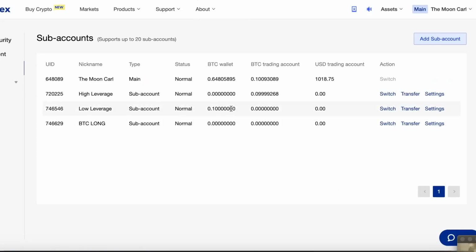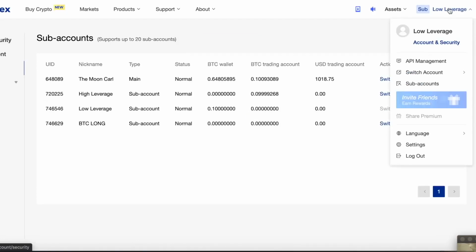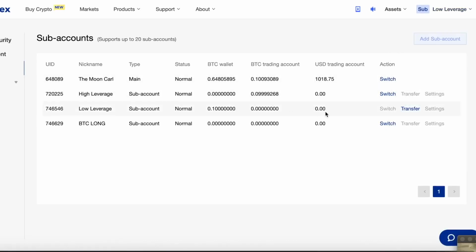But if I want to trade Ethereum, I need to fund my US dollar trading account, not my Bitcoin trading account. So first we have to switch to our sub account. We click switch right there. Now I'm on my low leverage sub account. I just call it low leverage because I use low leverage positions here. Now we can see that I have nothing in my US dollar trading account and I need something there to trade Ethereum.